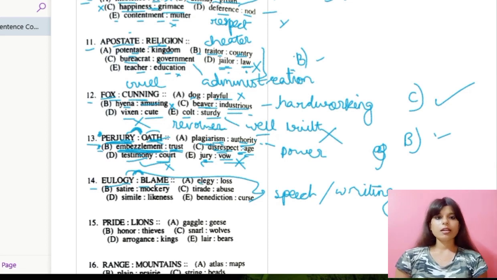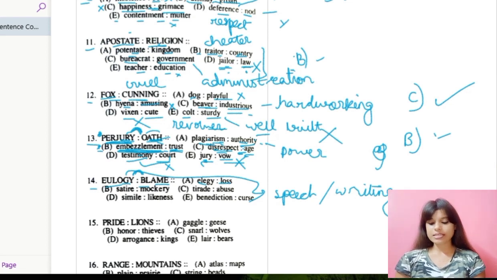The number A says elegy and loss. Now elegy itself means a lament for the dead. So it's kind of going with eulogy. But what about loss? Loss means gone. You are not going to get that again, so it's lost. So elegy and loss won't go.